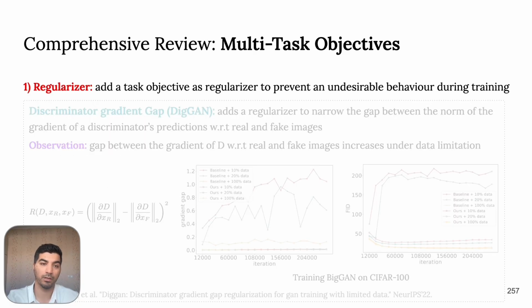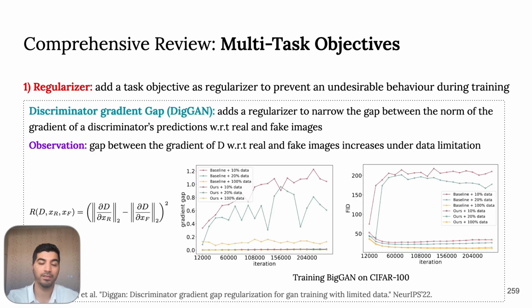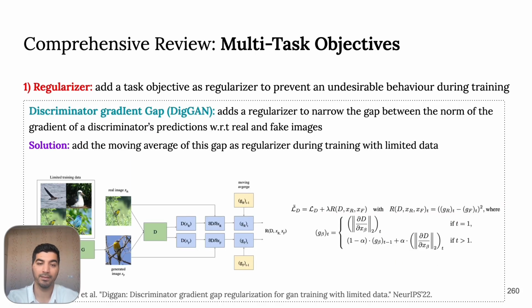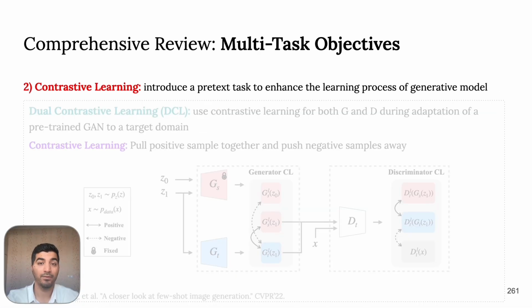First, we discuss regularizer. In this subcategory, the approaches add a task objective as regularizer to prevent an undesirable behavior during training. For example, the GAN from NeurIPS 2022 observes that gap between the gradient of D with respect to real and fake images are increasing when we reduce the data, and then they add a regularizer to basically prevent this. Then we have contrastive learning, which introduces a pretext task to enhance the learning process.